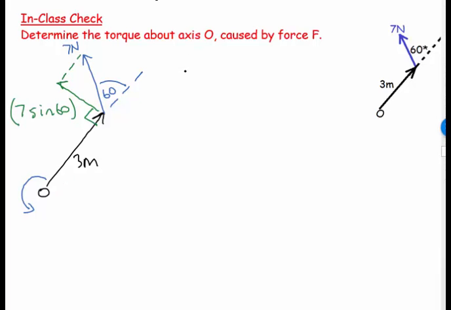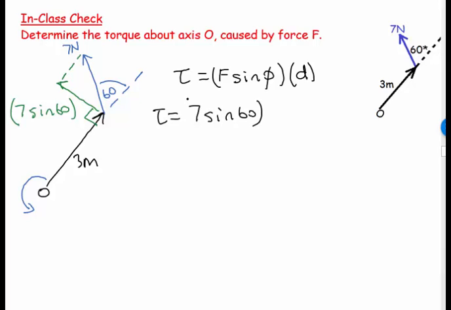So I can say my torque, the Greek letter tau, is equal to, in this case, F sine this angle here, times my vector length there. So torque would equal 7 sine 60 times 3. Torque is equal to 21 sine 60.